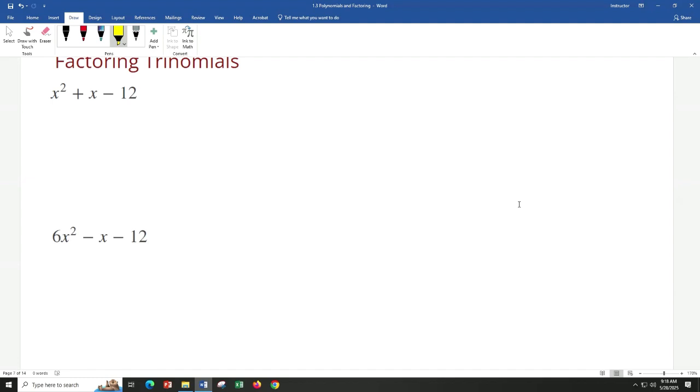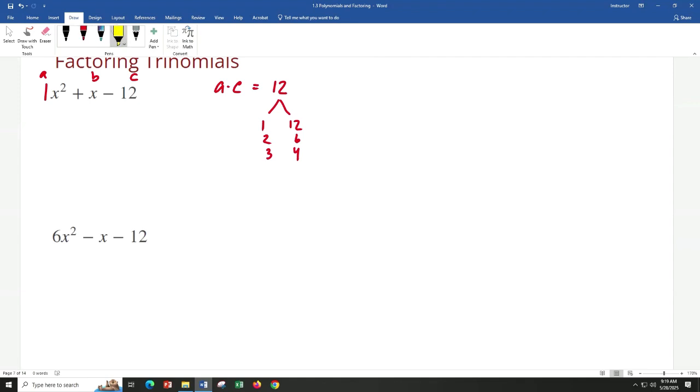I do understand that if you've been to the tutors, they show you some weird little cross method. It kind of works. It does start to fall apart sometimes, but I'm going to use the AC method. Remember, we know there's a coefficient of 1 here. This is A, B, and C. AC method says we're going to multiply A times C, which is going to give us a 12. I don't worry about the negative right now. I need to find all my factors of 12, which is going to be 1 and 12, 2 and 6, 3 and 4.